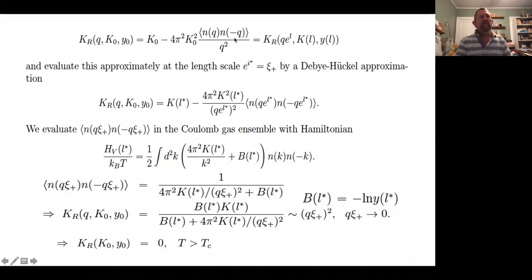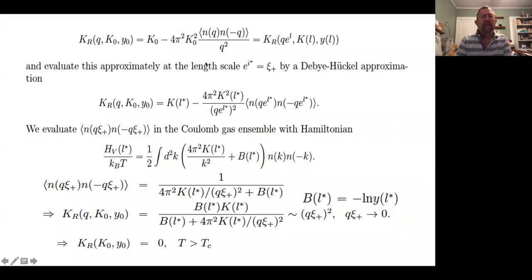And so what we can do is evaluate this approximately at the length scale e to the L star, so it should be L star, sorry. How do we do that? Because what we have here is a plasma of charges, if you wish, all interacting with the Coulomb interaction. And so how do we treat a dense plasma? We can treat it by the Debye-Huckel approximation.